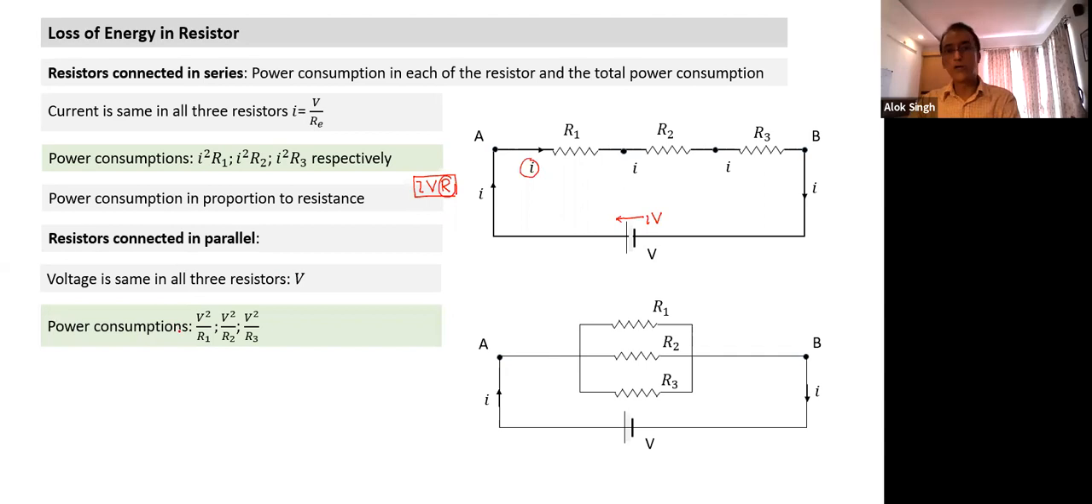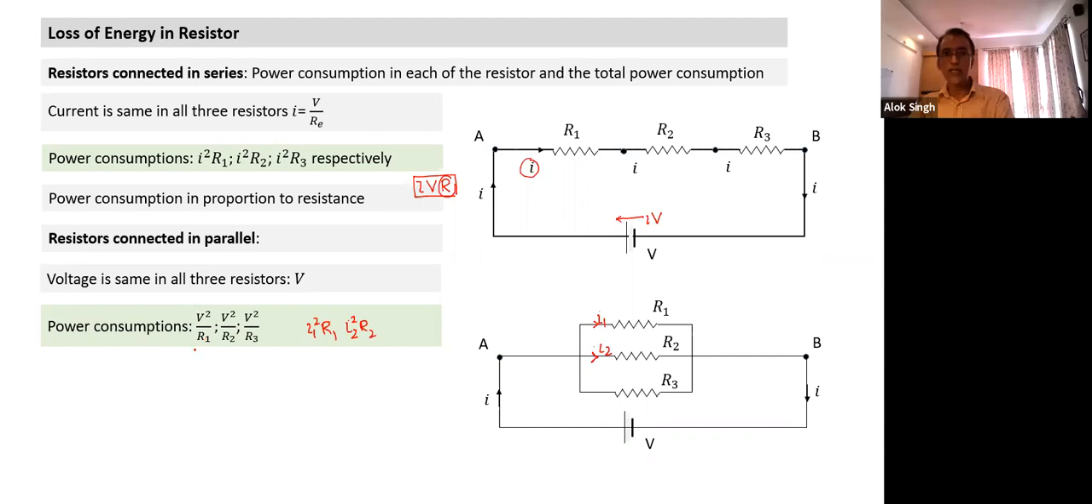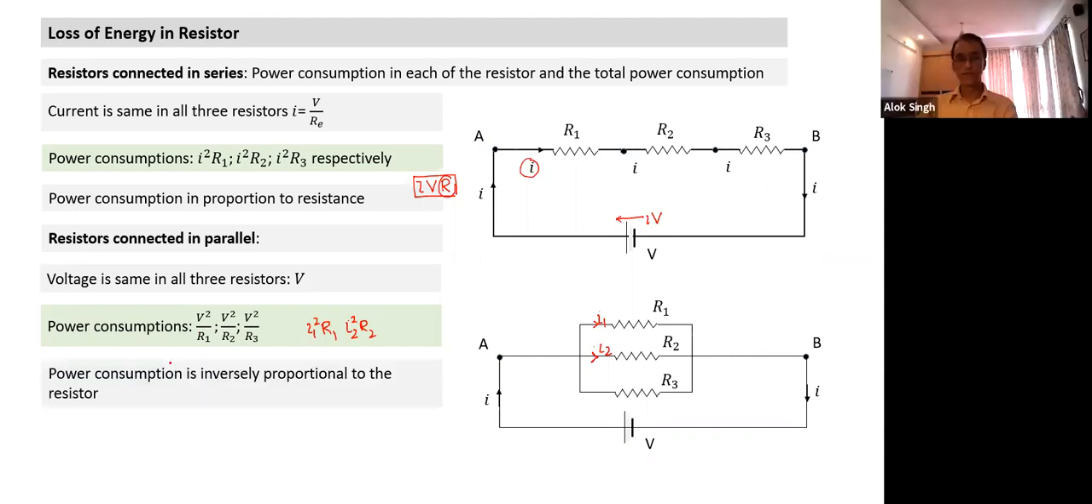In which form do I write power consumption? I write power as V square by R. I could have written it as I1 square R1, I2 square R2, and so on. But when I write I1 square R1, both current and resistance are there, so I don't know what is happening. When I write it in this form, it is easier, because only one thing is varying. So which one has more power consumption? Power consumption is inversely proportional to resistance when resistors are connected in parallel.